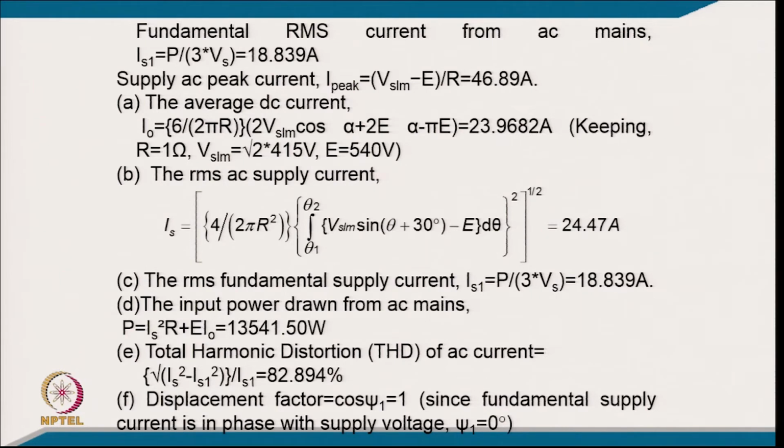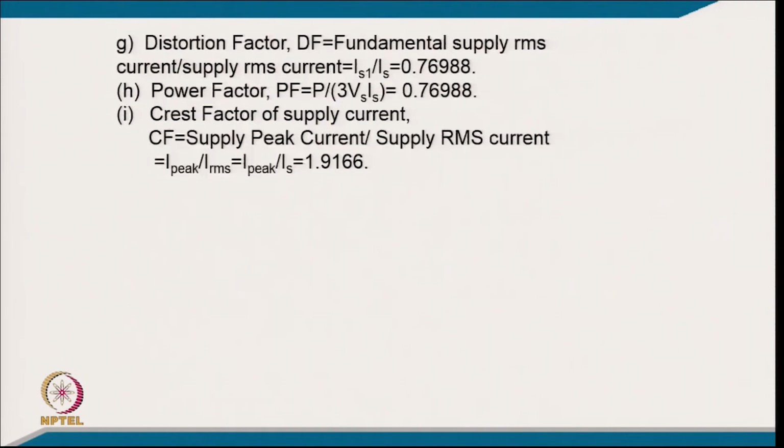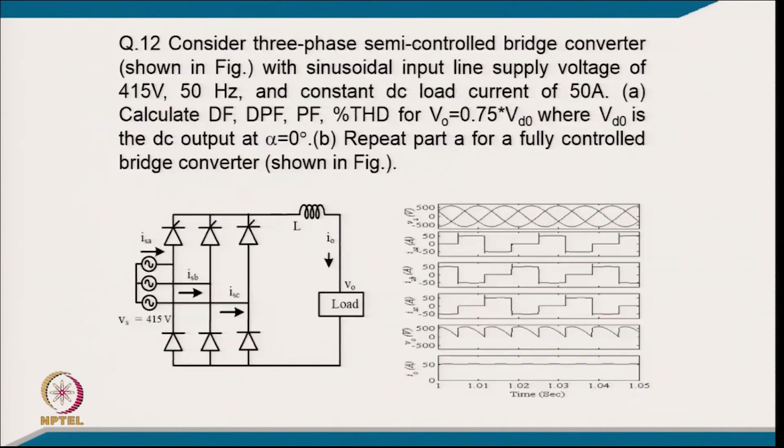82.894%. And displacement factor cos phi 1 is 1 in this case because the current is in phase with the voltage, and the distortion factor from this I_S1 upon I_S is 0.76988, and power factor, because your displacement factor is unity, is the same as 0.76988. So, you can say this power factor reduction is because of harmonics, because there is no reactive power drawn, and crest factor will be supply peak current by RMS current. Putting the value of this it will be 1.9166. So, in place of root 2 or 1.41, this crest factor increases to 1.9166 in this case.